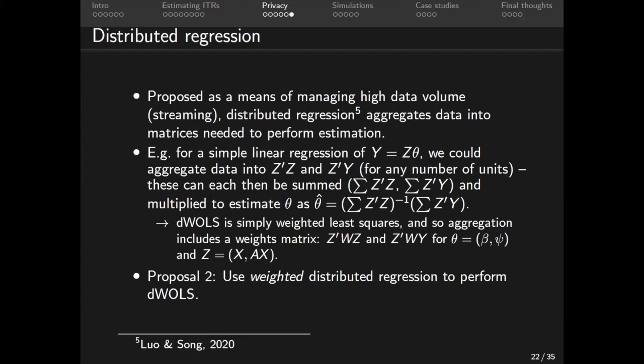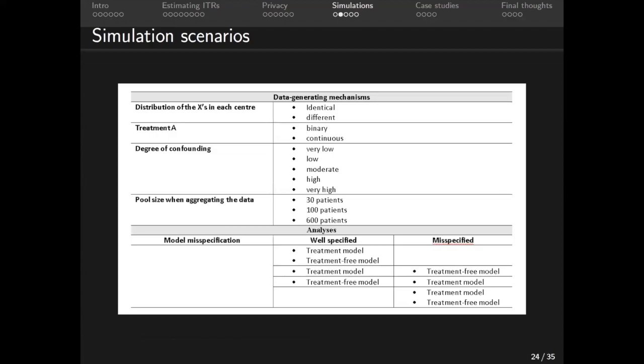Okay, so we're not quite getting the same information. It's not identical, but it's similar. So we're using this weighted version of distributed regression to see if we can recover the information that we would have had had we been able to have all the individual level data. All right, so let's see how it works.